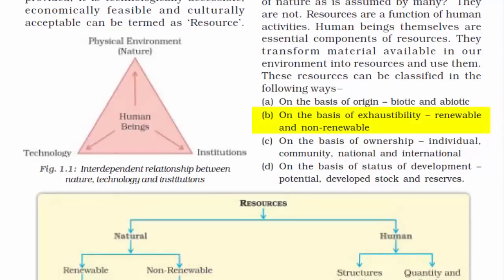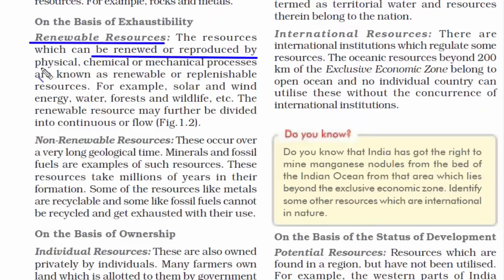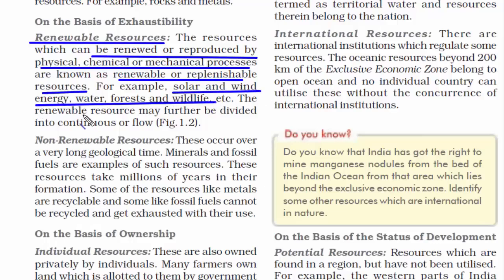And the second kind of classification is on the basis of exhaustibility, that is renewable resources and non-renewable resources. So what is renewable resources? The resource that can be renewed or reproduced by physical, chemical or mechanical process, that is called renewable or replenishable resource. Some examples are solar power, wind power, water, forest and wildlife. And further, this kind of resource can also be divided into continuous or flow. So the meaning of continuous is which does not have a stop. For example, wind energy and solar energy, this will not be stopped anytime, it will be continuous. And by the meaning of flow we mean water, forest or wildlife.